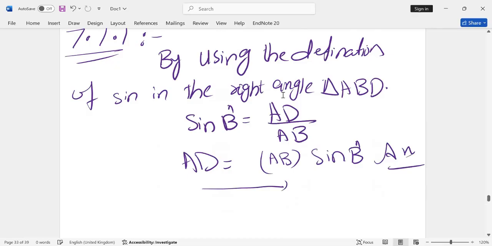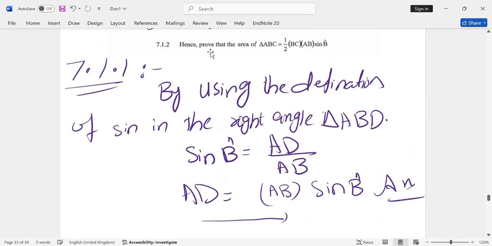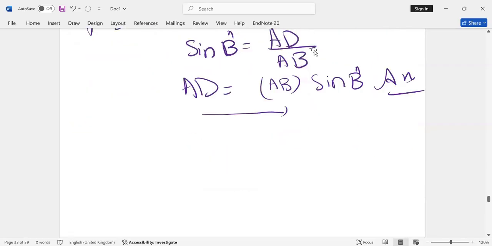So the next is 7.1.2. Hence prove that the area of triangle ABC equals 1 by 2 BC into AB sine B. Okay, that's a very simple question. We have the 7.1.2. All right.